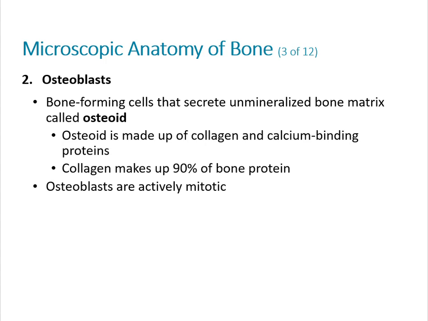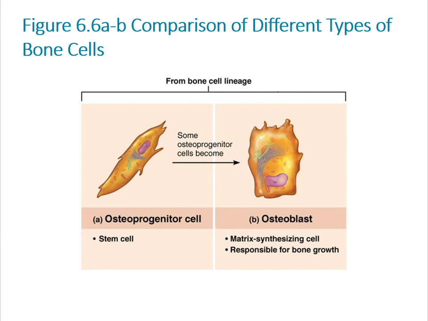Osteoblasts are true blast cells making matrix and connective tissue. The prefix osteo means bone, and what osteoblasts form is called osteoid. It's an unmineralized bone matrix. It's mostly collagen and some calcium binding proteins. Actually, most of bone is not calcium. It's 90% bone protein, which is really just collagen. Osteoblasts are also actively mitotic and can perform mitosis to make more osteoblasts. Once the bone matrix is made, though, the osteoprogenitor cells, which can become osteoblasts, then become osteocytes.